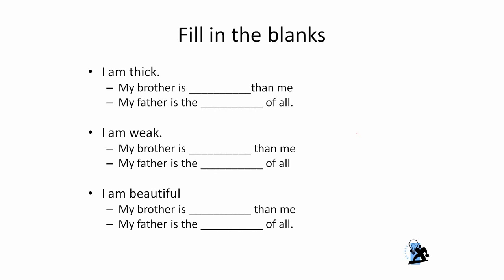I am beautiful. My brother is dash than me. My father is the dash of all. My brother is more beautiful than me. There must be a difference between simple and comparative degree. My father is the dash of all. My father is the most beautiful of all.